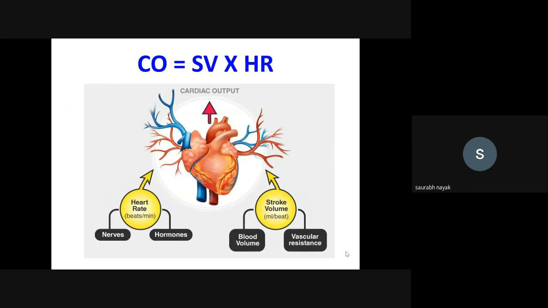Now, we need to understand what is cardiac output. So, cardiac output is the product of stroke volume and heart rate. If either of these two factors are reduced, then cardiac output will be ultimately reduced. And if you are able to reduce the cardiac output, we will be able to reduce the blood pressure as well.